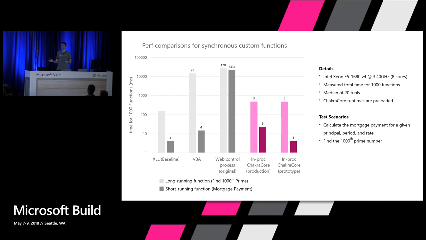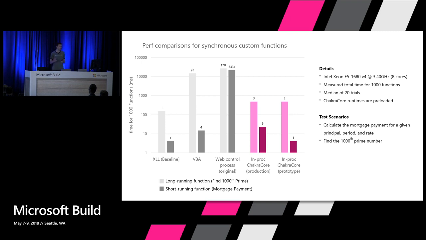And you can see performance is very different for both of those, of course. By the way, each of these numbers is for 1,000 instances of each function calculated simultaneously. For example, in VBA, it takes more than 10,000 milliseconds, or 10 seconds, to calculate 1,000 instances of find the 1,000th prime number, whereas it takes more than 10 milliseconds to calculate 1,000 instances of calculating the mortgage payment.